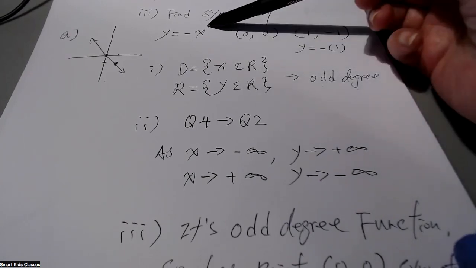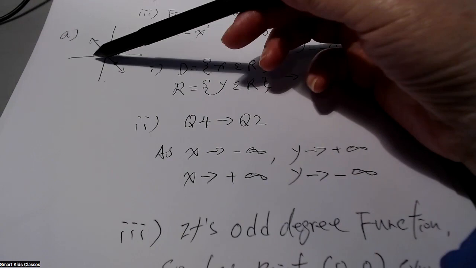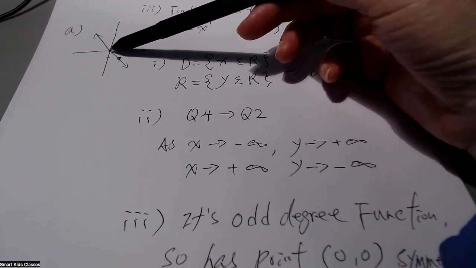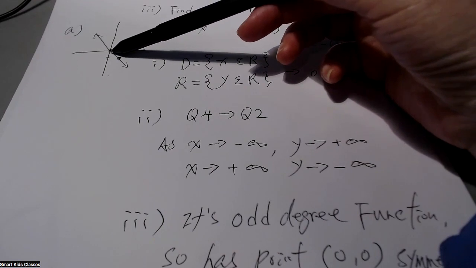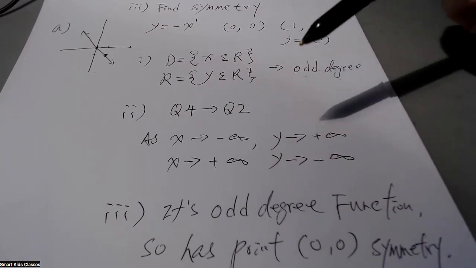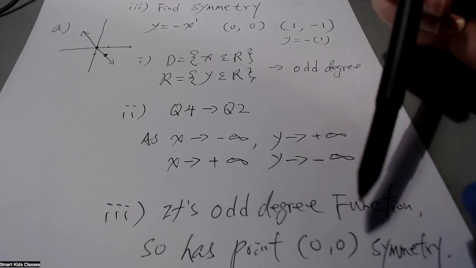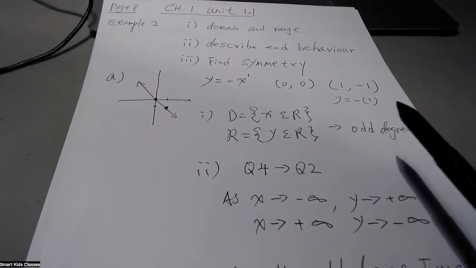And we're going to find the origin. The origin is here. The symmetry is at the origin. Therefore, all odd degree functions have symmetry at the origin, a rotational symmetry. So an odd degree function has point symmetry about the origin. And that's example 1. Now we are going to do example 2.